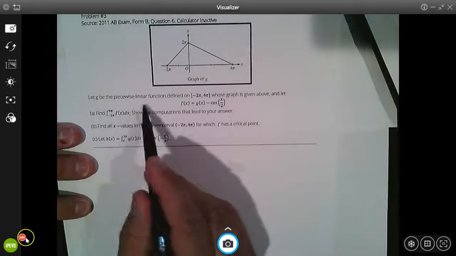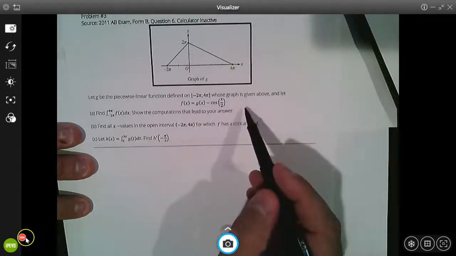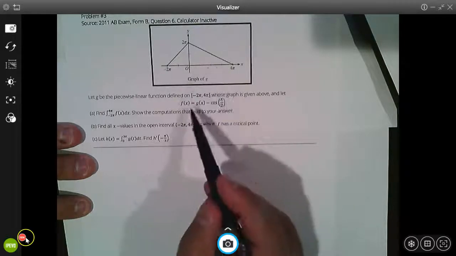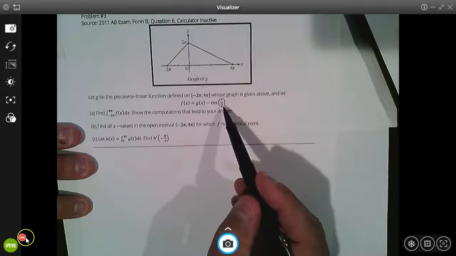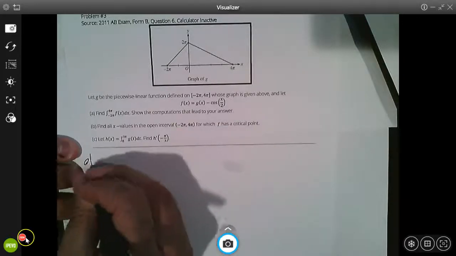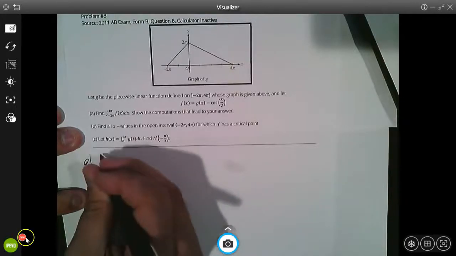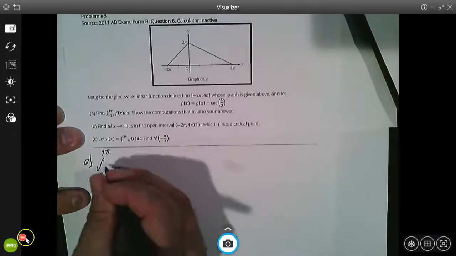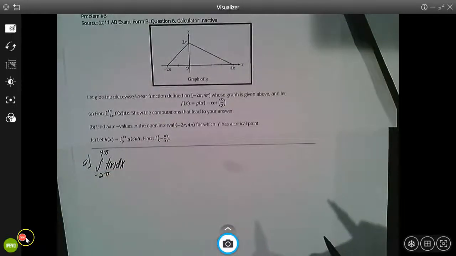Let g be the piecewise linear function on the interval -2 pi to 4 pi, whose graph is given above. Okay? And let f of x equal g of x minus cosine of x over 2. Part A says find the integral from -2 pi to 4 pi of f of x dx.